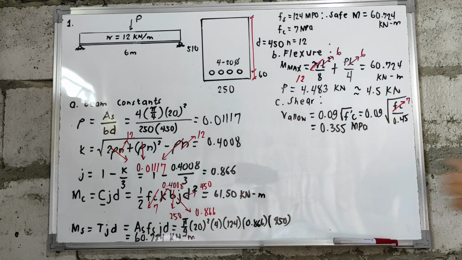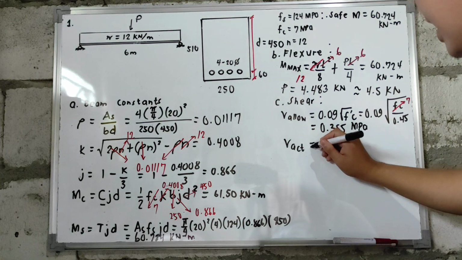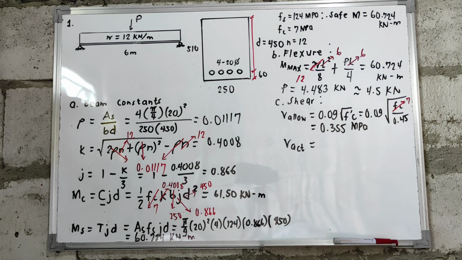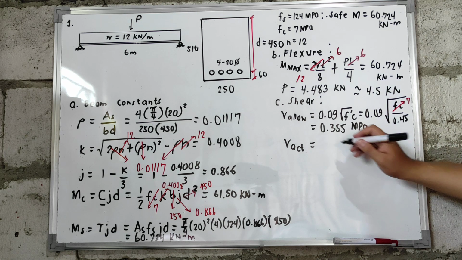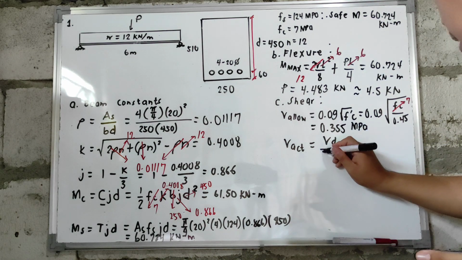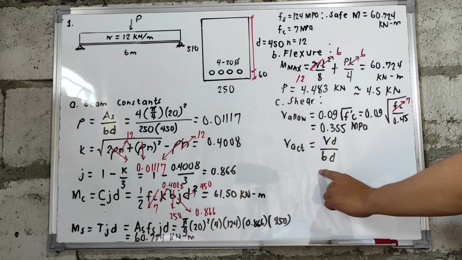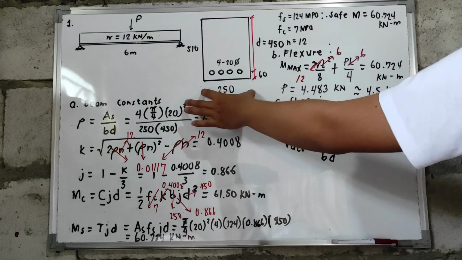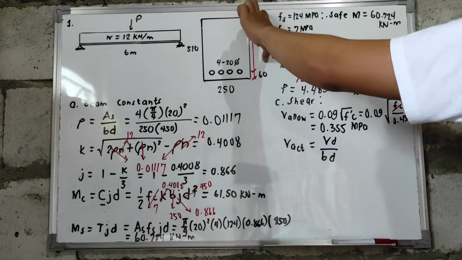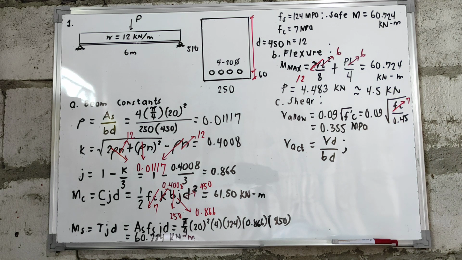Ngayon naman, meron tayong V allowable. Kailangan nating makuha yung value ng V actual natin. So, V actual, that is equal to yung shear at distance D natin over yung area natin, which is equal to B multiplied by D. So, sir, paano po natin kukunin? Kasi, meron na tayong value ng B, which is the width of your beam. Yung D naman, that is the effective depth of the beam. Sir, paano po natin kukunin yung V sub D?